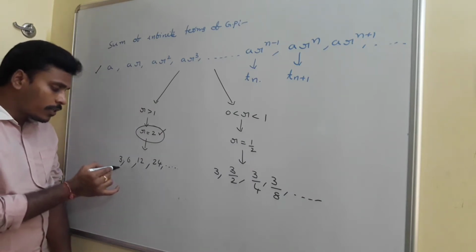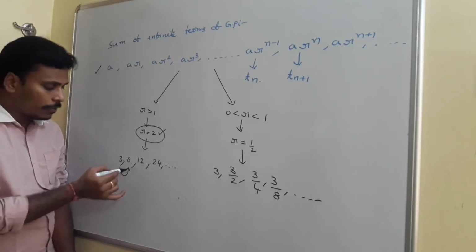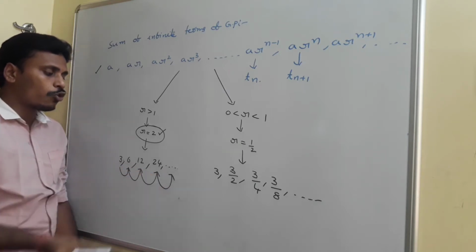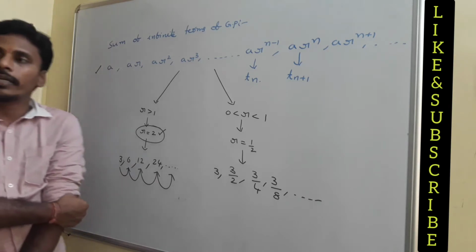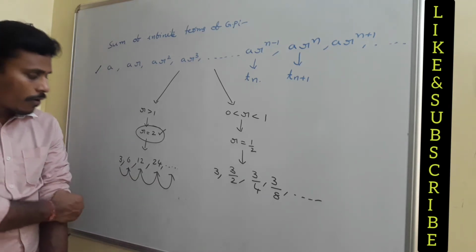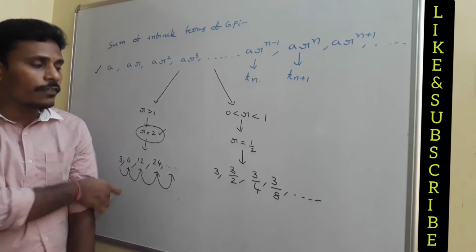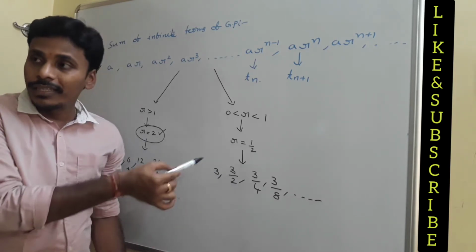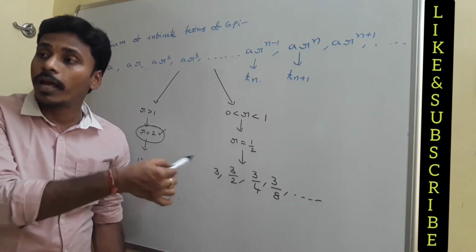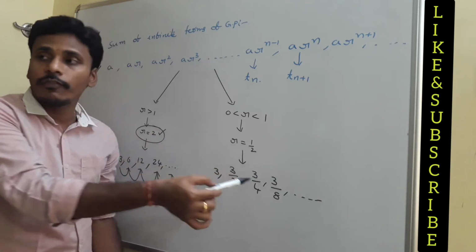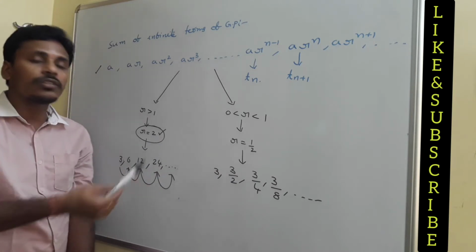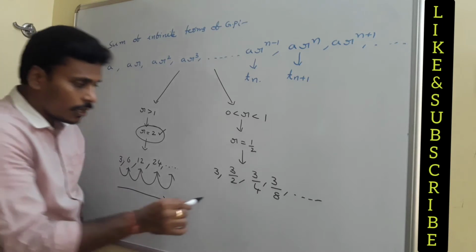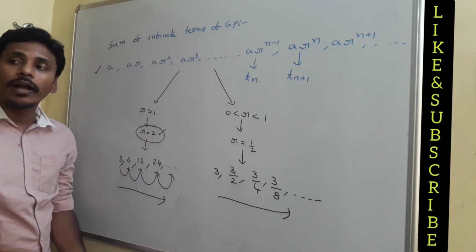See, if you look at this sequence, 3 to 6, double, 6 to 12, double, 12 to 24, double, 24 to 48, double. The sequence gets double its value. Whereas if you look at this particular sequence, the sequence is halved. 3 by 2, 3 by 4, 3 by 8, halved from term to term. See, the value is decreasing from term to term, whereas here the value is increasing from term to term. If you move like this, the values are still increasing. If you move like this, the values will go on decreasing.